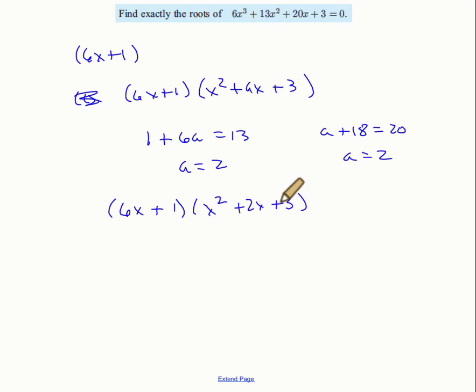And so my roots, and again, I'm not finding the polynomial, I'm finding the roots, so that's why I don't have a p of x here. I think I put p of x on the other one, it really doesn't matter. So my roots are x equals negative 1/6, and using the quadratic formula, which I won't show you, I get some complex roots, which are negative 1 plus or minus i root 2.